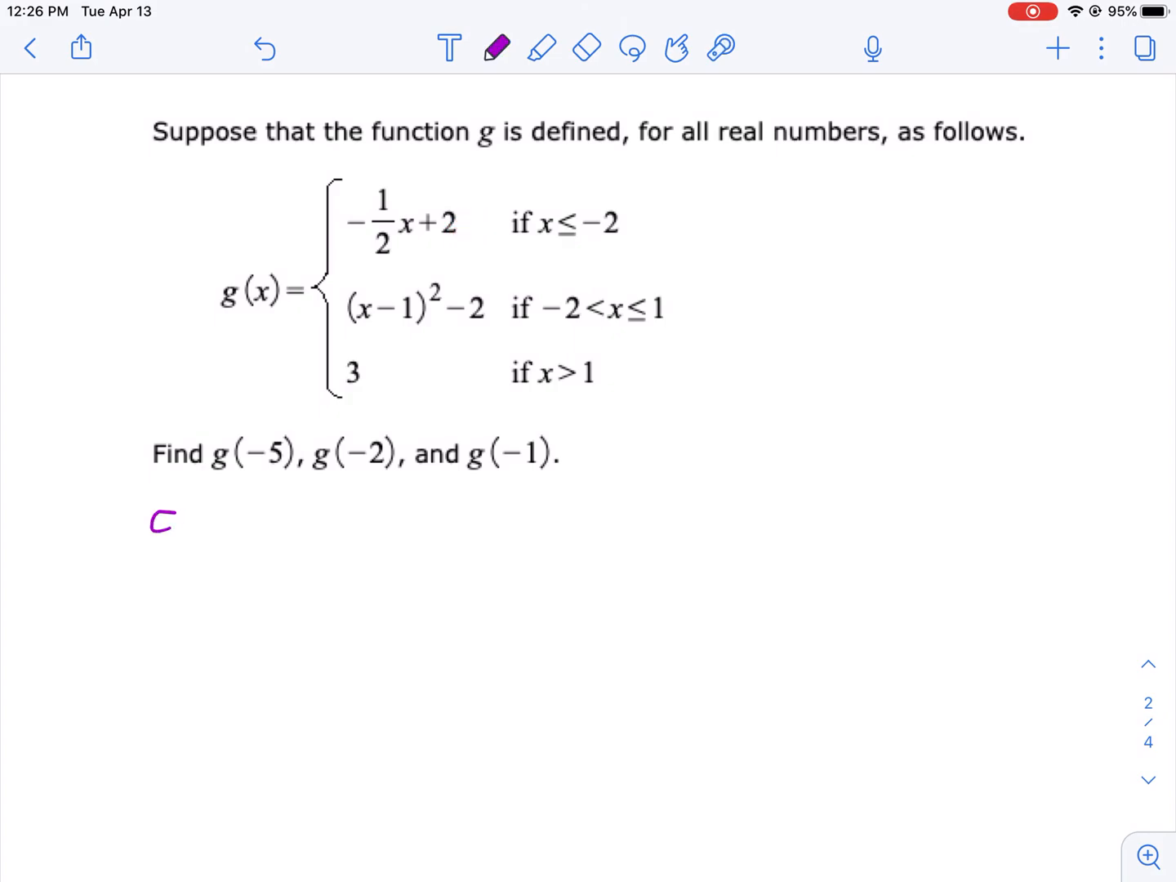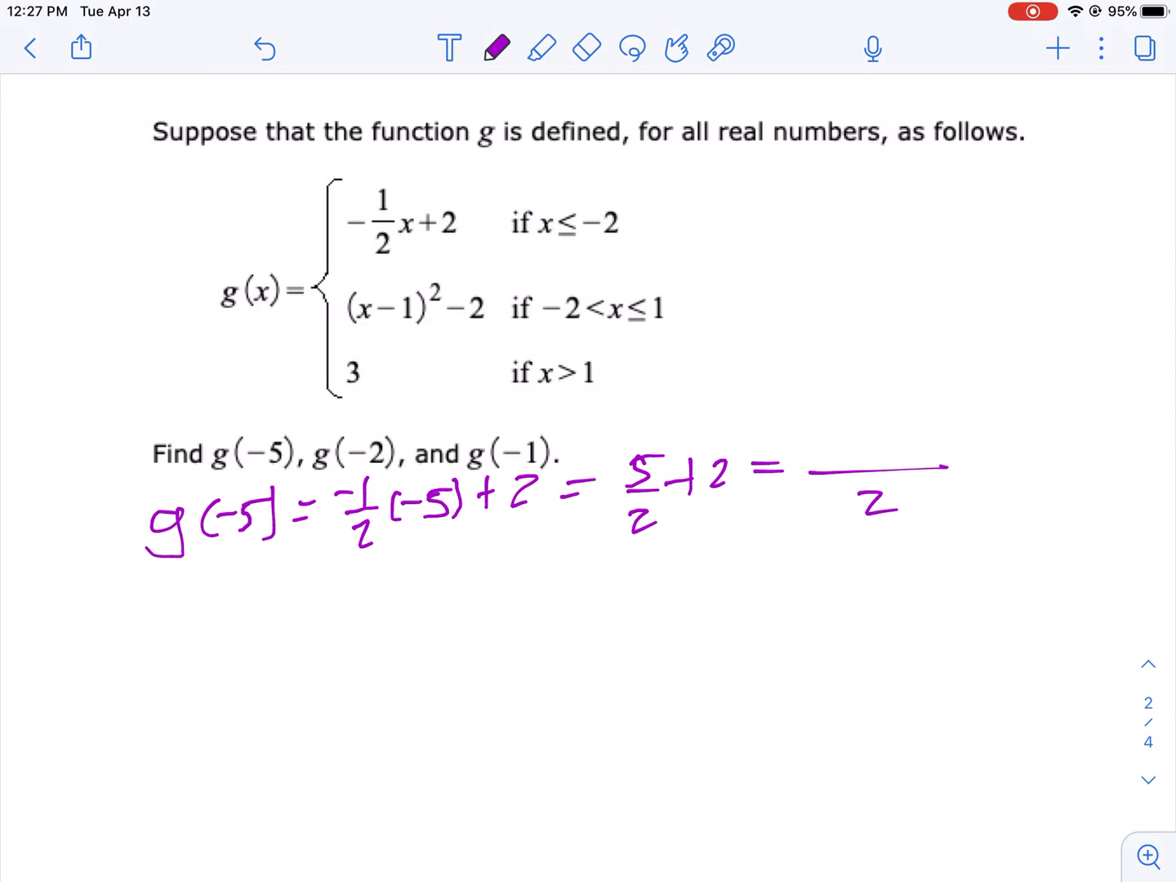So in other words, g of -5 is going to be -1/2 times -5 plus 2. Now we're just going to simplify that. A negative times a negative is a positive, so we get 5/2 plus 2. We need a common denominator to add them. So I already have 5. It's actually 2/1, so we have to multiply by 2 to the numerator and denominator. So I get 5 plus 4/2, which is 9/2.